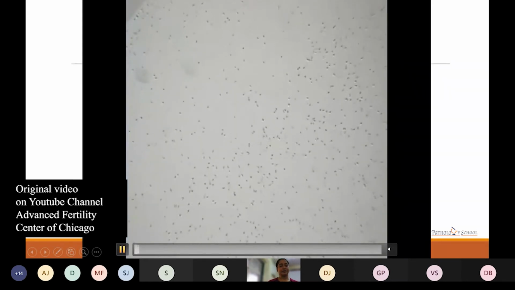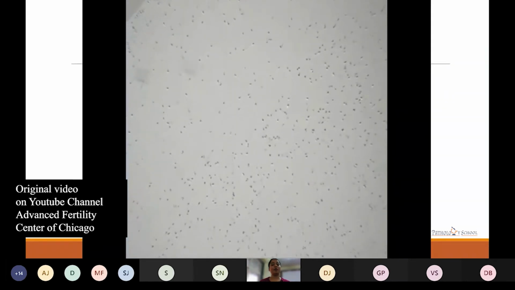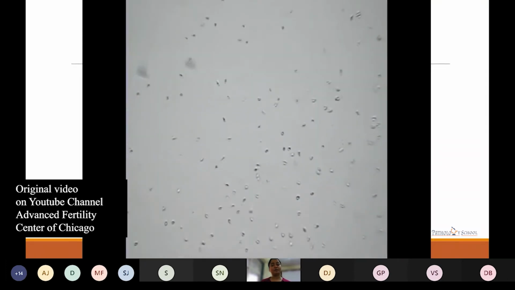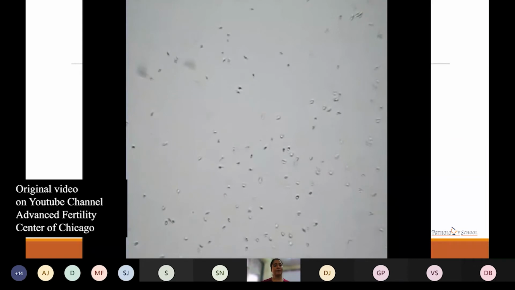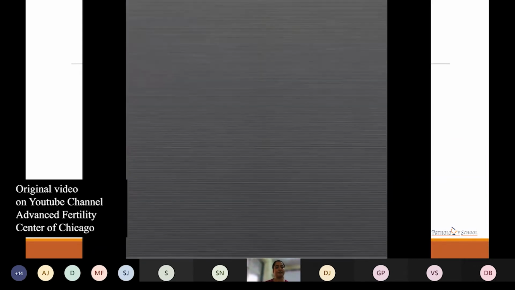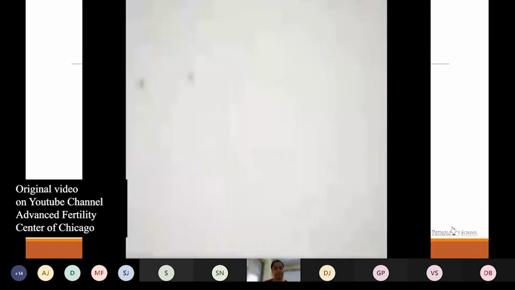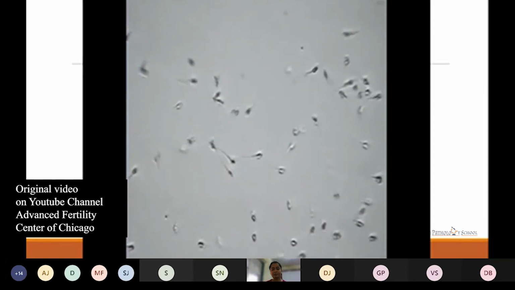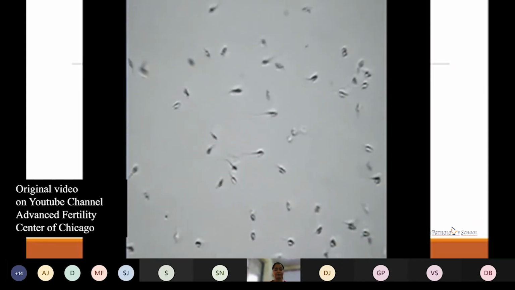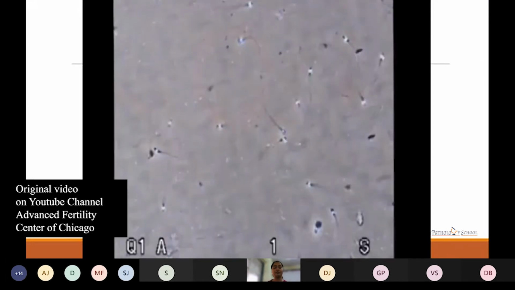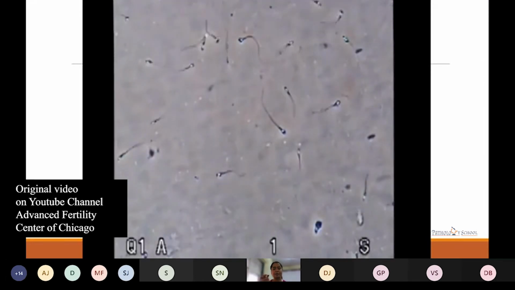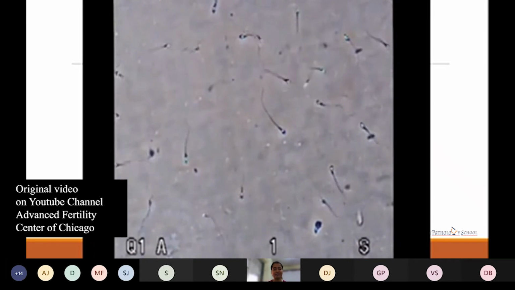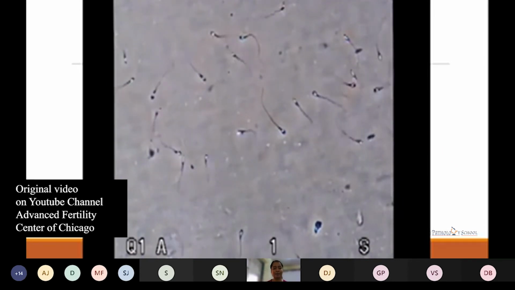So in this video, as you can see, this is how it will look under the scanner. Then this is how it will look under 20x. Here you can see some of them are progressively motile, those who are moving in a linear fashion. In this picture, you can see the motile sperms as well as the sperms which are moving only in their own areas. Here all of the sperms are motile, but in the central area, you can see the immotile spermatozoa as well.